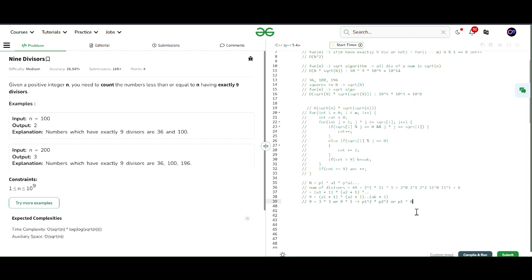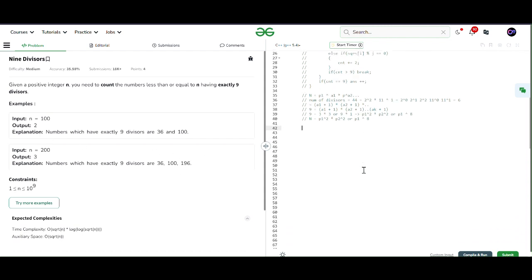And there is no possibility for the 1, so I will ignore that. So now I have one more conclusion: the number which satisfies the condition that it has exactly 9 divisors must be of one of these two forms. The number can be represented as the product of the squares of two primes, or the eighth power of a prime, right? This is a very important conclusion we get. Now I can use this. So let's go back to the solution.